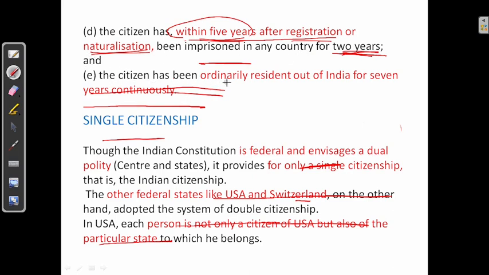Next, if the citizen has ordinarily resided out of India for 7 years, then also his citizenship will be deprived. He will lose his citizenship.